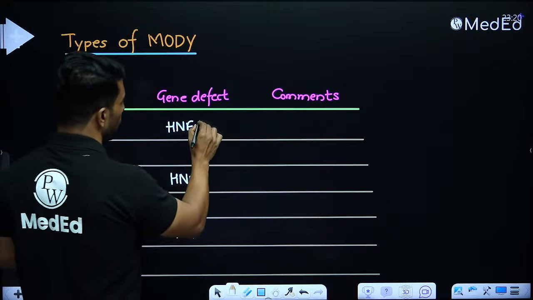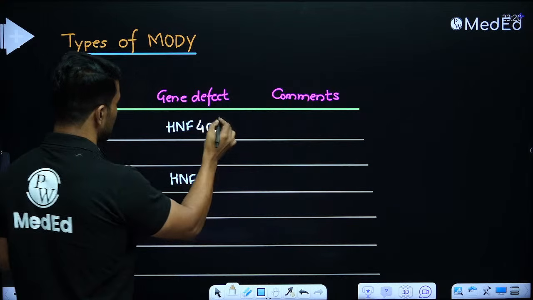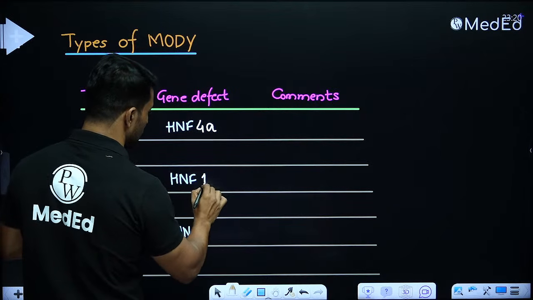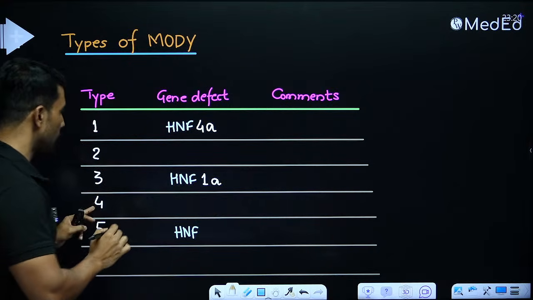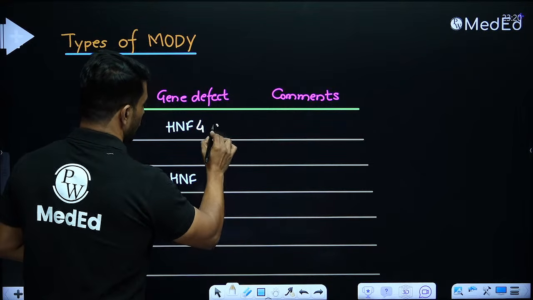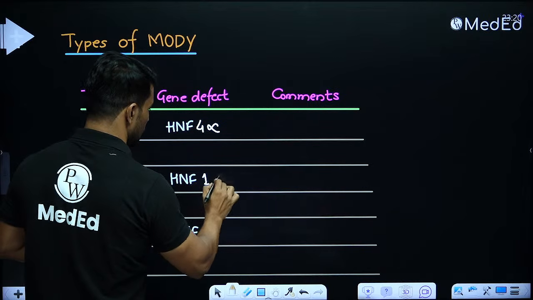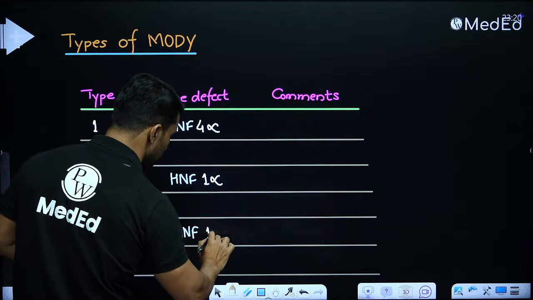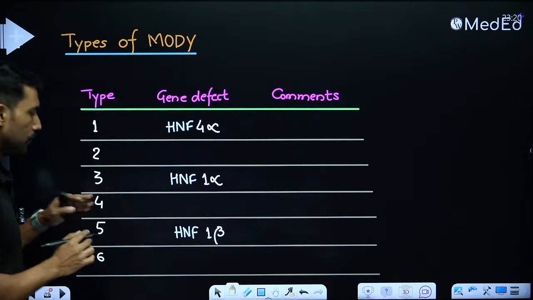So HNF4 alpha mutation results in type 1 MODY. HNF1 alpha mutation results in type 3 MODY, and HNF1 beta mutation results in type 5 MODY.